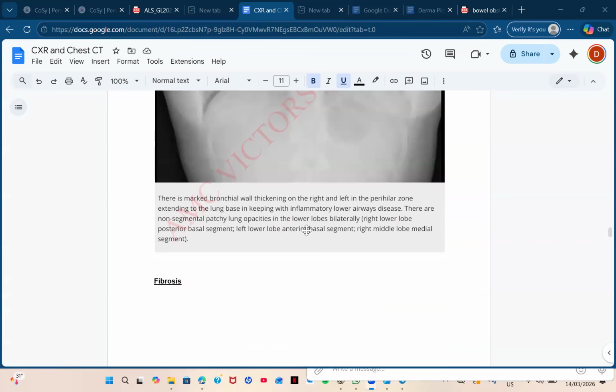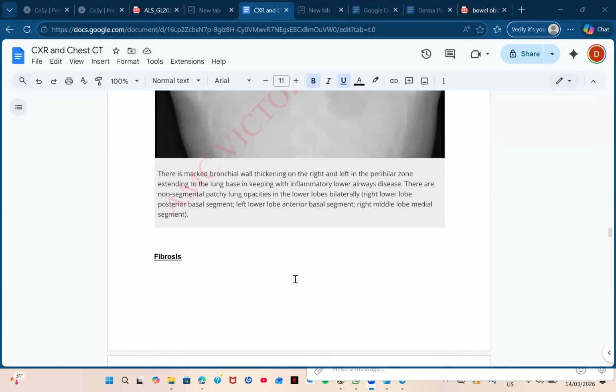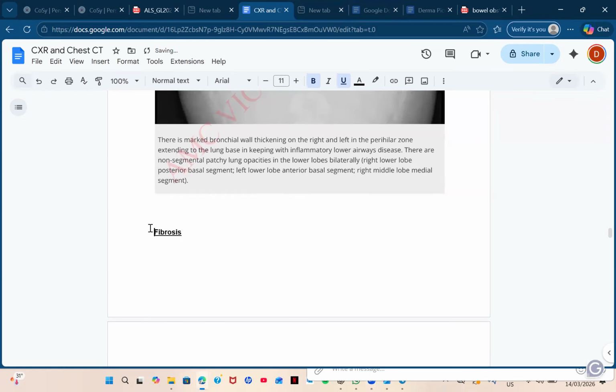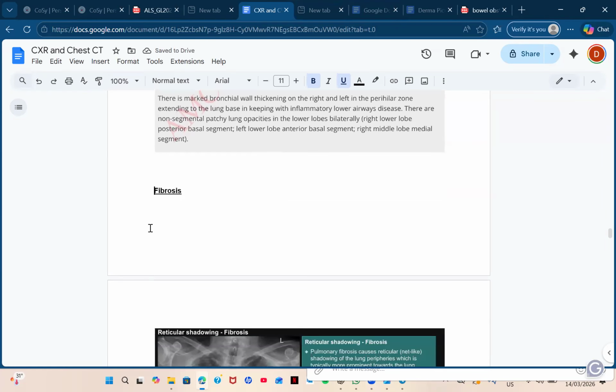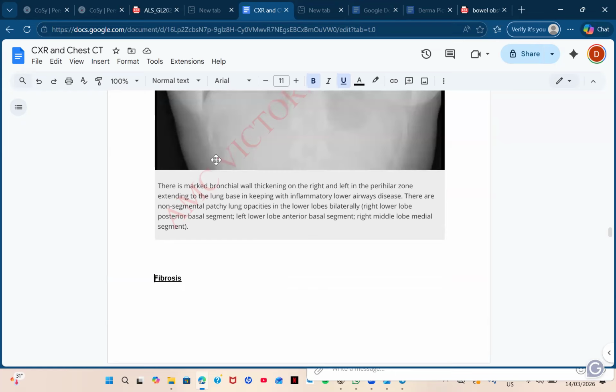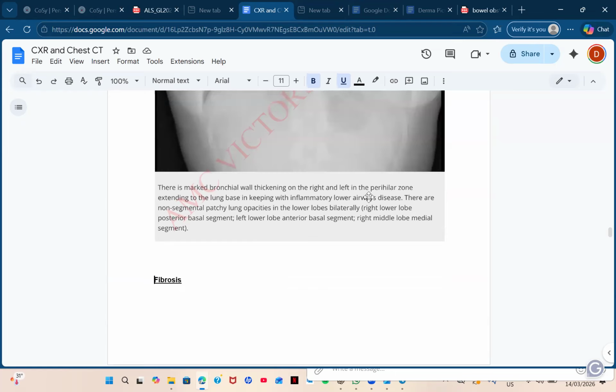Here, patchy lung opacity is in the lower lobes bilaterally. Now tell me, how can you see fibrosis, doctors, in chest X-rays? Fibrosis, how can you see?